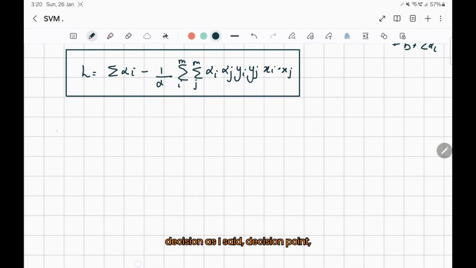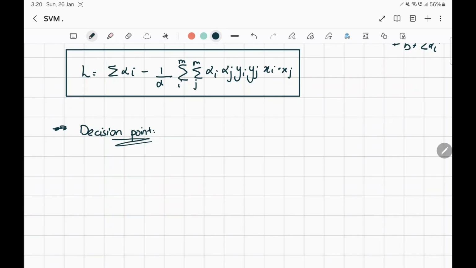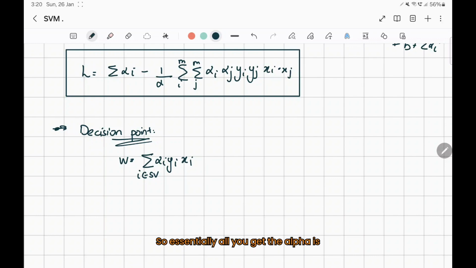Now, decision time. Now how does classification happen? So once we've solved for it like this, when you optimize this, when you solve for alpha I, we get w, sum over I belonging to the support vectors, alpha I, y I, x I, because these are the non-zero ones. The rest, as you recall, have all been zero. So essentially all the alphas you get would correspond to support vectors, and sum of alpha I yi is equal to 0, right?